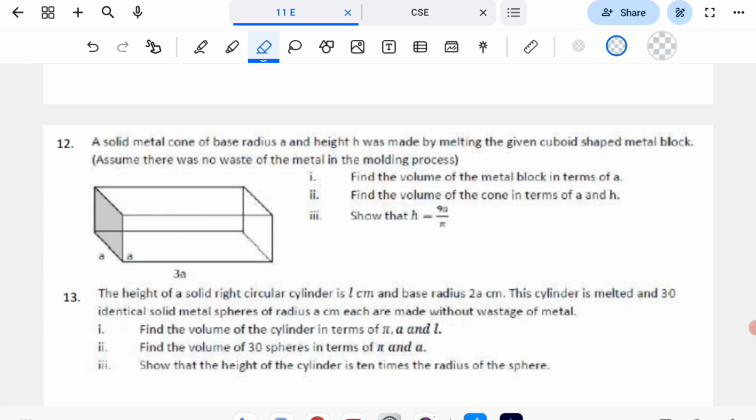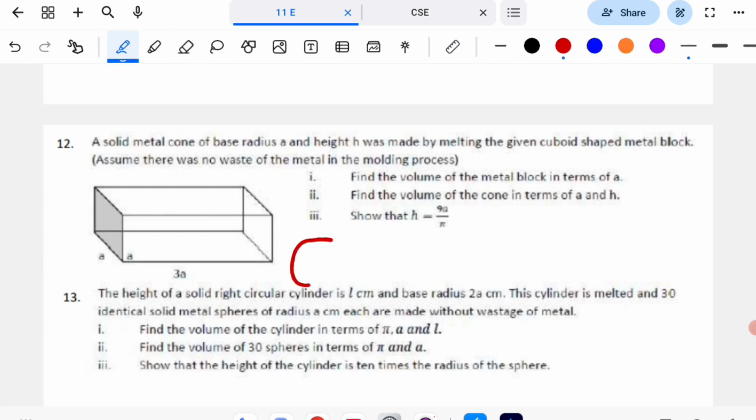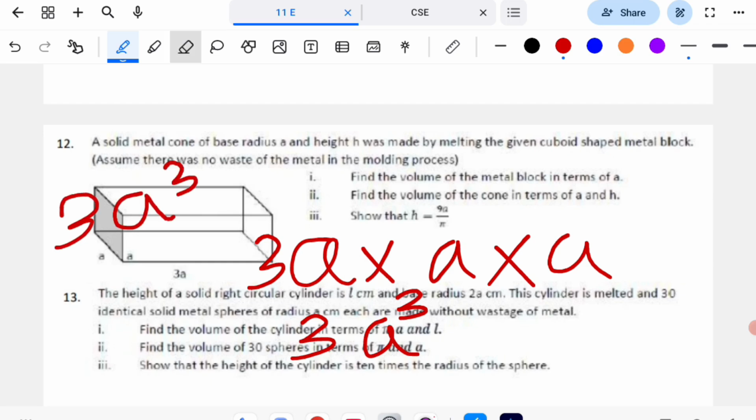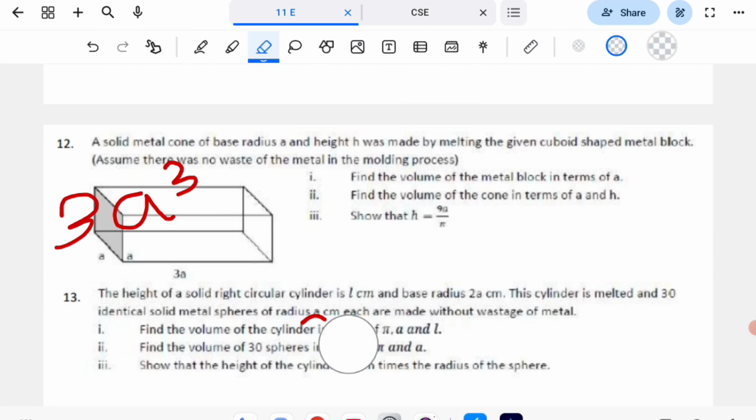We can write length into breadth into height. Length 3A, breadth A, height A. Then we can write 3A cube, 3A to the power 3, is the volume of given metal block. Then part 2, find the volume of the cone in terms of A and H.